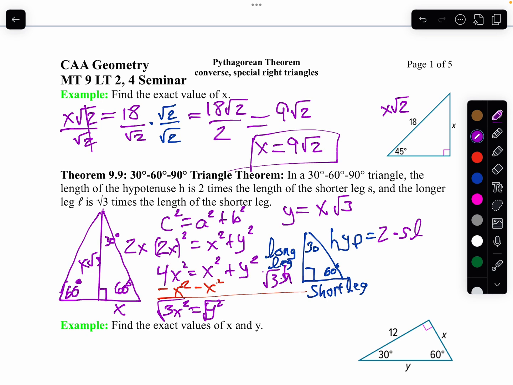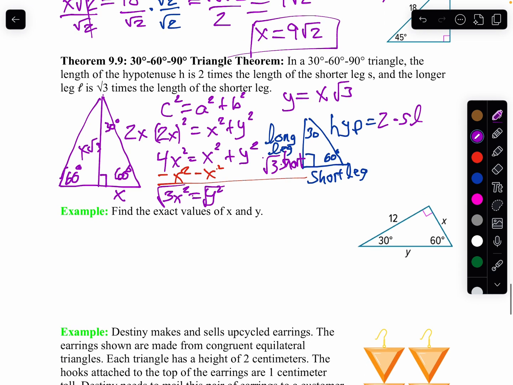Always find the short leg first in a 30, 60, 90. Identify that. If you don't identify it, find it. Always find the short leg first. So in this example, notice I don't know the short leg, do I?